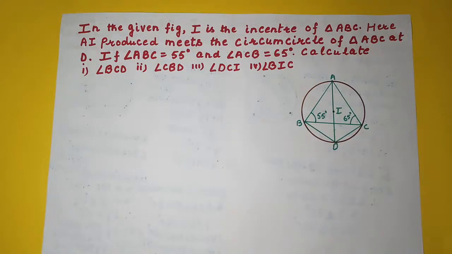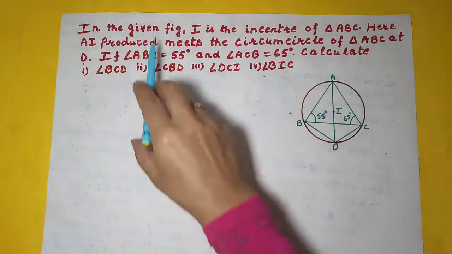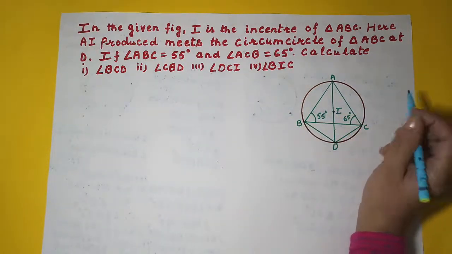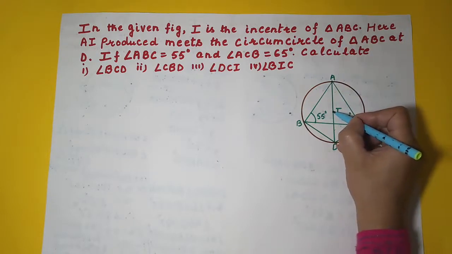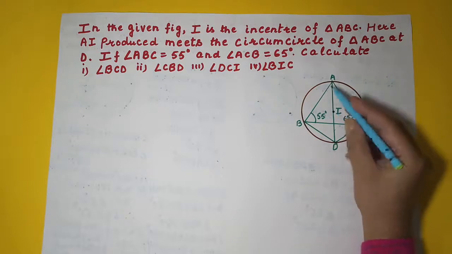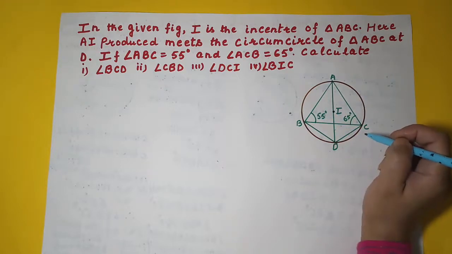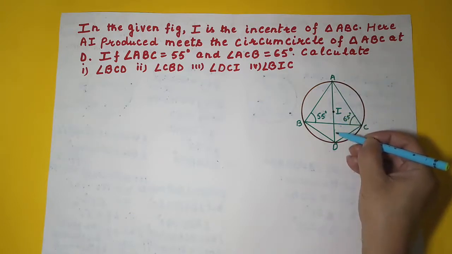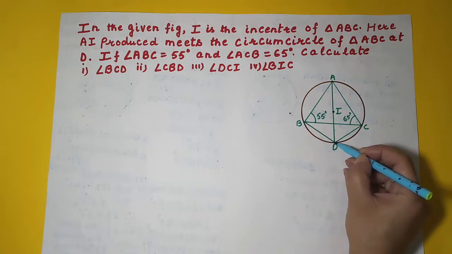In this video, we are continuing with circles. In the given figure, I is the incenter of triangle ABC. Here, AI produced meets the circumcircle of triangle ABC at D. So, if we produce this AI, it meets the circumcircle at D.